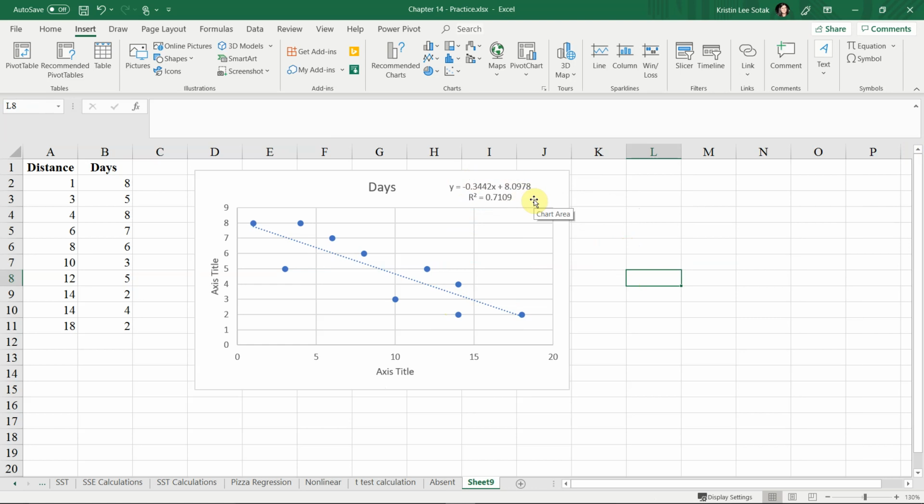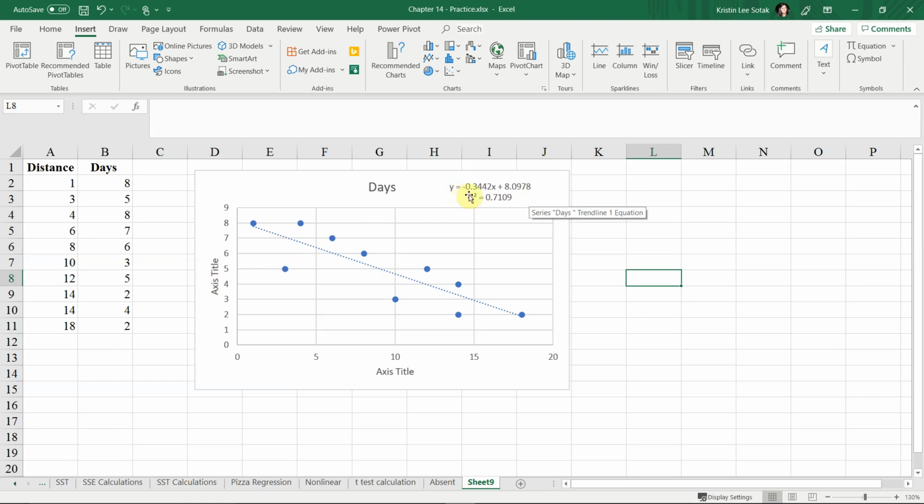So what does that mean in terms of interpretation? Well, it's pretty high. So this is indicating a good fit of our line to our data. It means that 71% of the variability in our outcome variable can be attributed to the model that we have, so whatever our x value is.